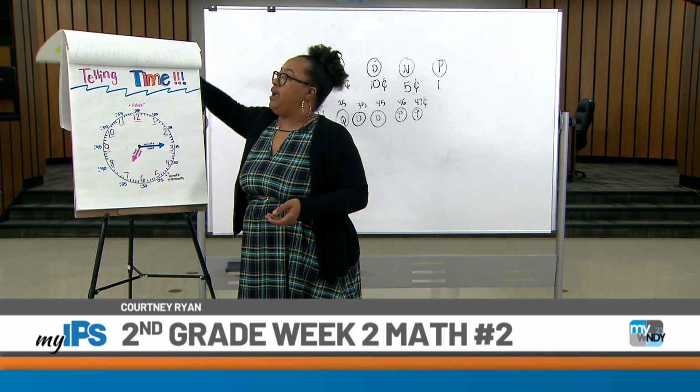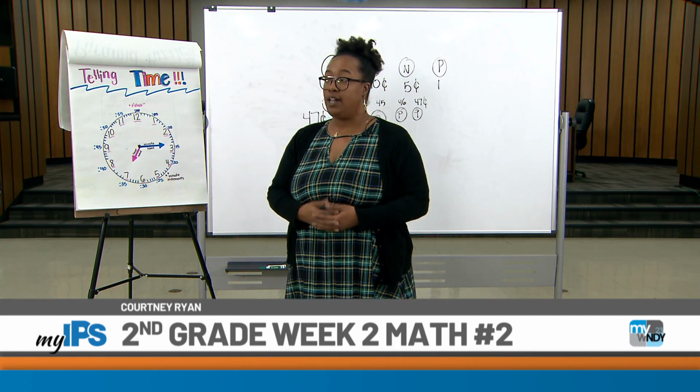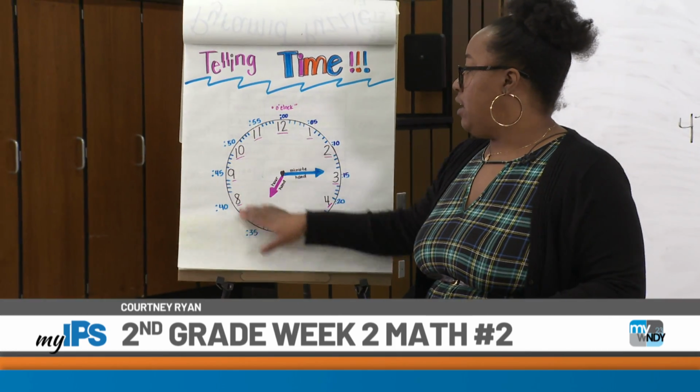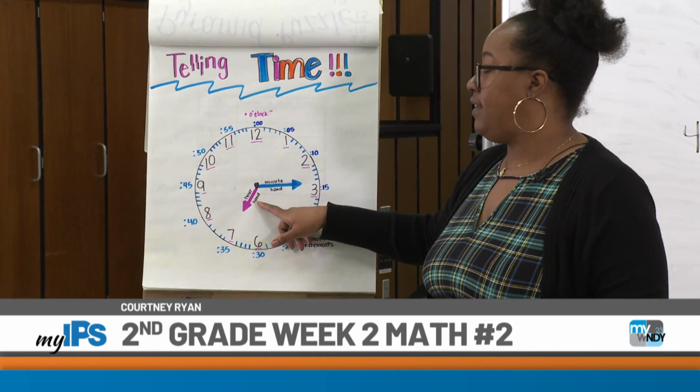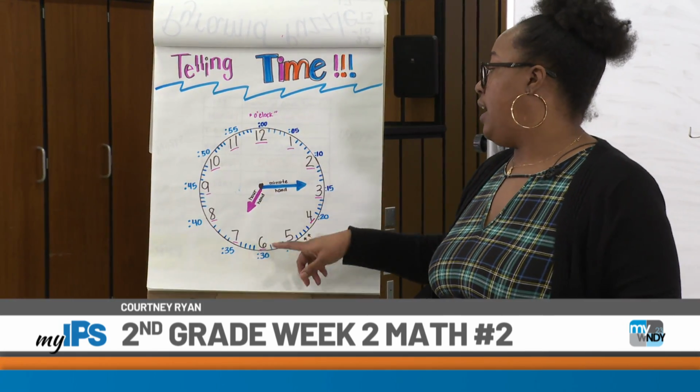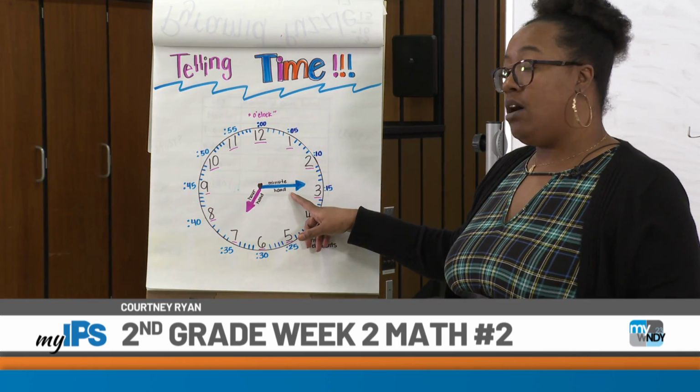Before we look at that, I want to go over some features of a clock. So when we look at an analog clock, we're looking at the face of a clock, and we have to pay close attention to the hour hand, or the shorter hand, and the minute hand, or the longer hand.